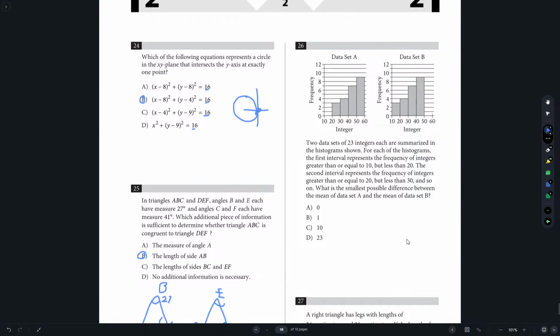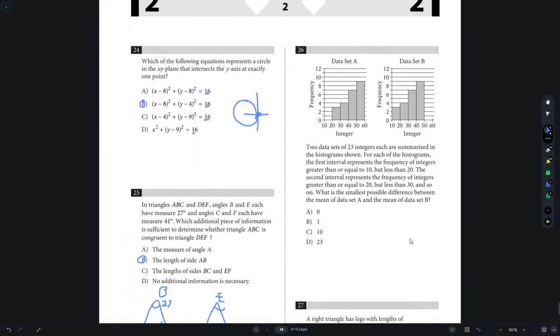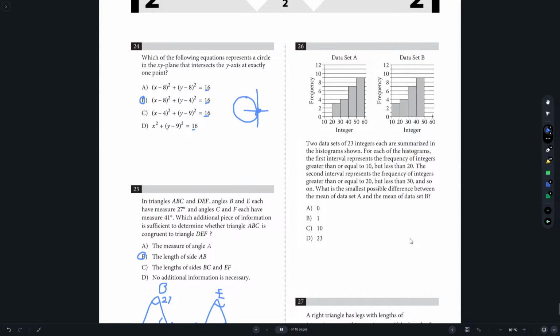All right. Check out number 26. Two data sets of 23 integers each are summarized in the histogram shown. For each of the histograms, the first interval represents the frequency of integers greater than or equal to 10, but less than 20. Okay, what is the smallest possible difference between the mean of dataset A and the mean of dataset B?